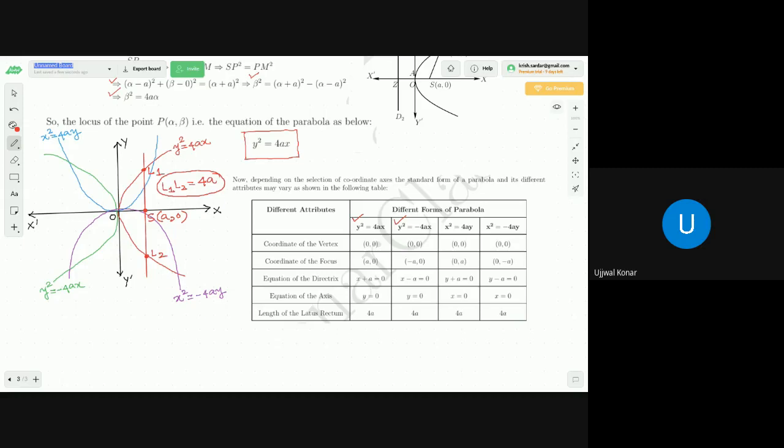Coordinate of the focus? Minus a, 0. Equation of the directrix? x minus a equal to 0. Equation of the axis? y equal to 0. And length of the latus rectum is 4a.